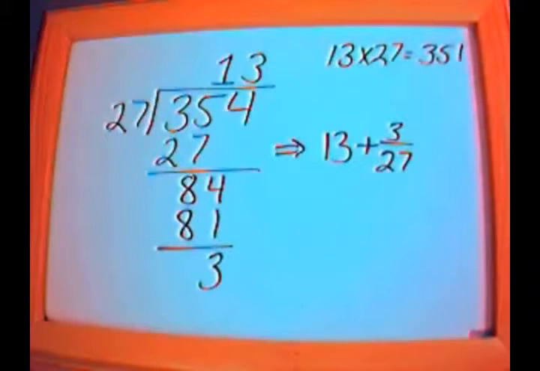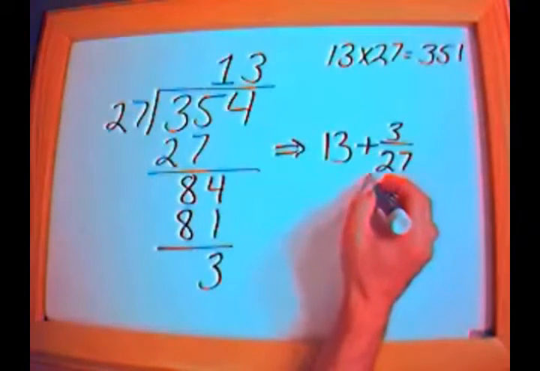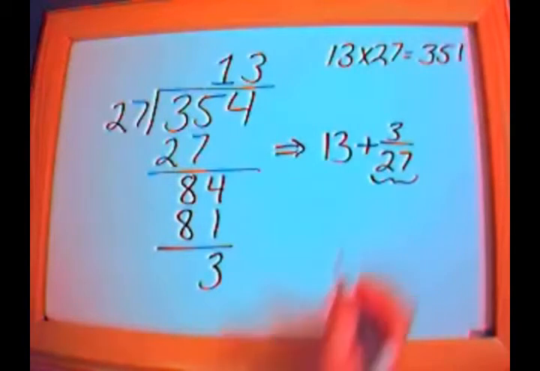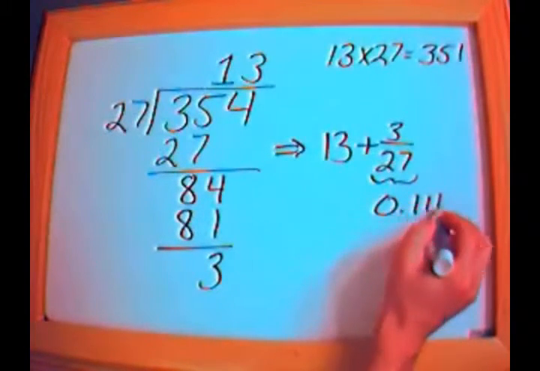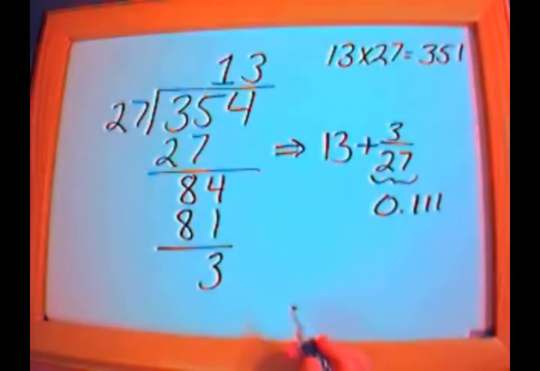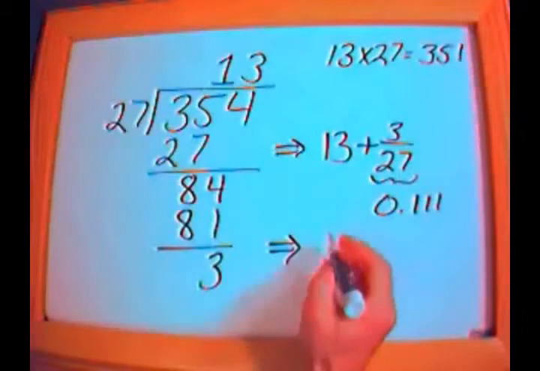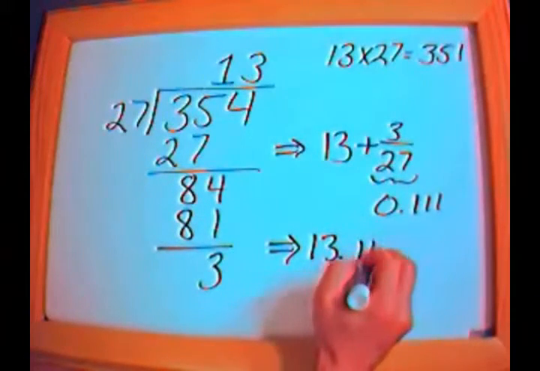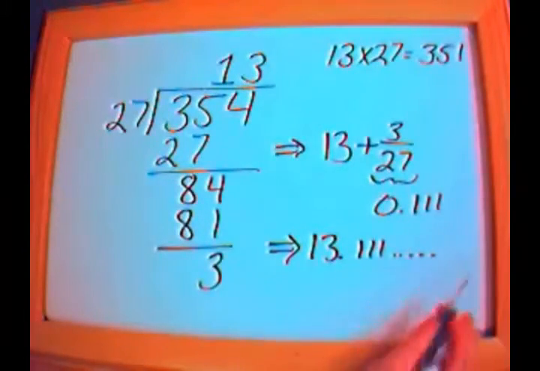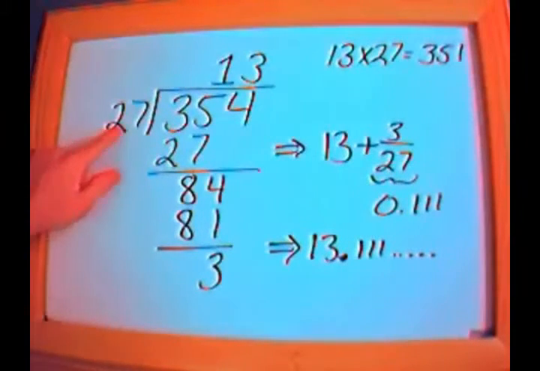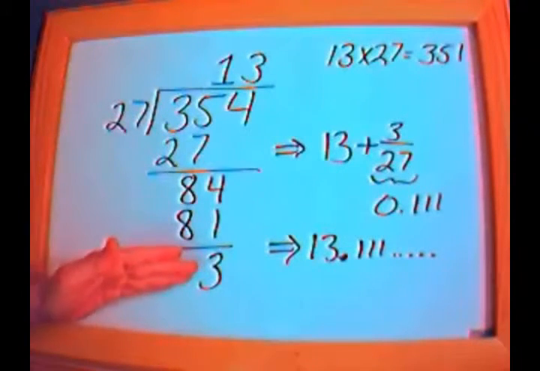And if you put 3 divided by 27 in your calculator, you'll get 0.111, and the ones just continue on repeating. So really what you end up with is 354 divided by 27 is 13.111, and these ones just continue on out. So what we found is 27 doesn't go into 354 a whole number of times. There's some stuff left over at the end.